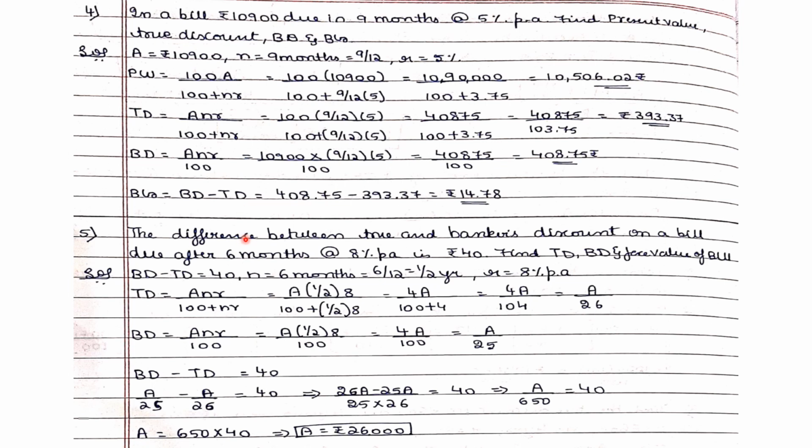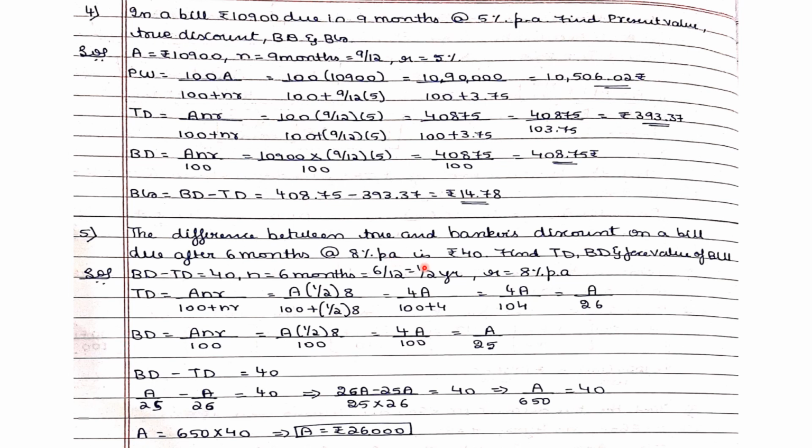The next problem: the difference between true and banker's discount on a bill. The difference between true and banker's discount is BD minus TD. According to the formula, the difference is equal to 40. Next, due after 6 months, n will be 6 months, that is 6 by 12, and our rate of percentage will be 8%. So here whatever is required is rupees 40.